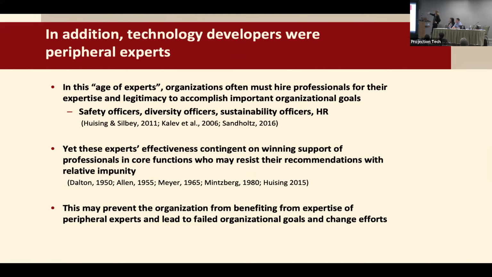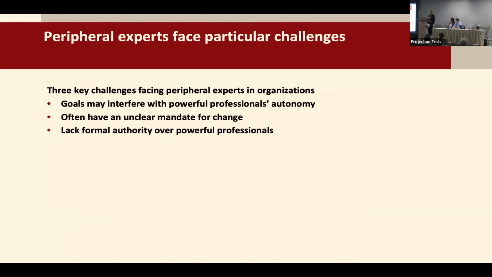And there's a literature on peripheral experts. What we know from this is that in order to get their job done, they have to win the support of these people in the core roles. And they often fail to do that. Indeed, that's what the tension was in this setting: the developers really wanted to focus on the end user needs, but they had these powerful experts with different interests. So they had different goals than the powerful experts. They also had this kind of unclear mandate for focusing on end users, and they lacked formal authority.